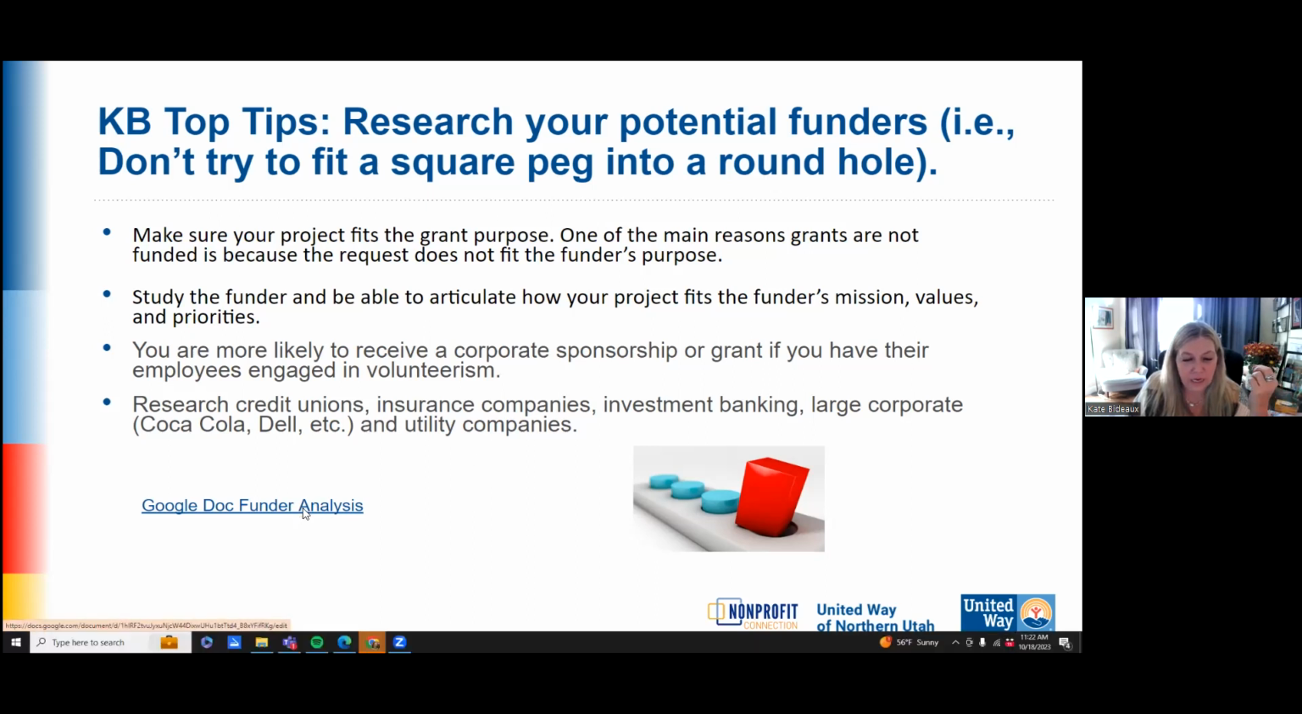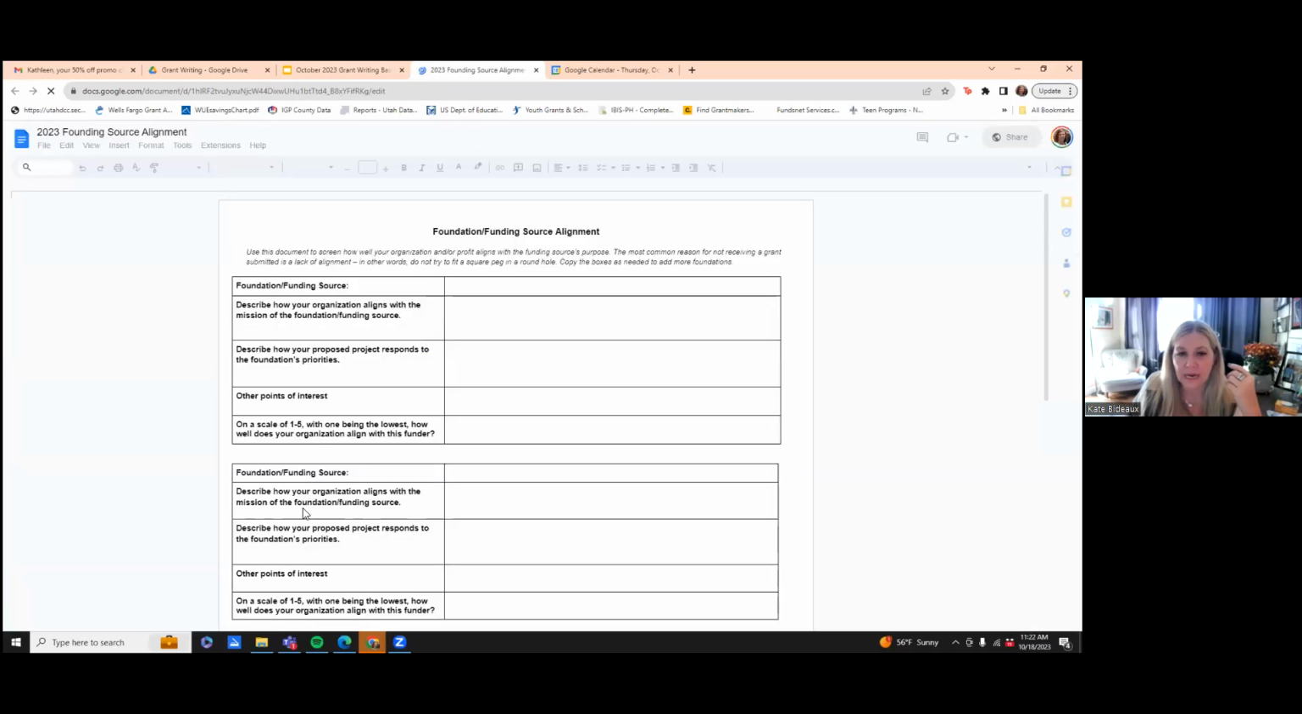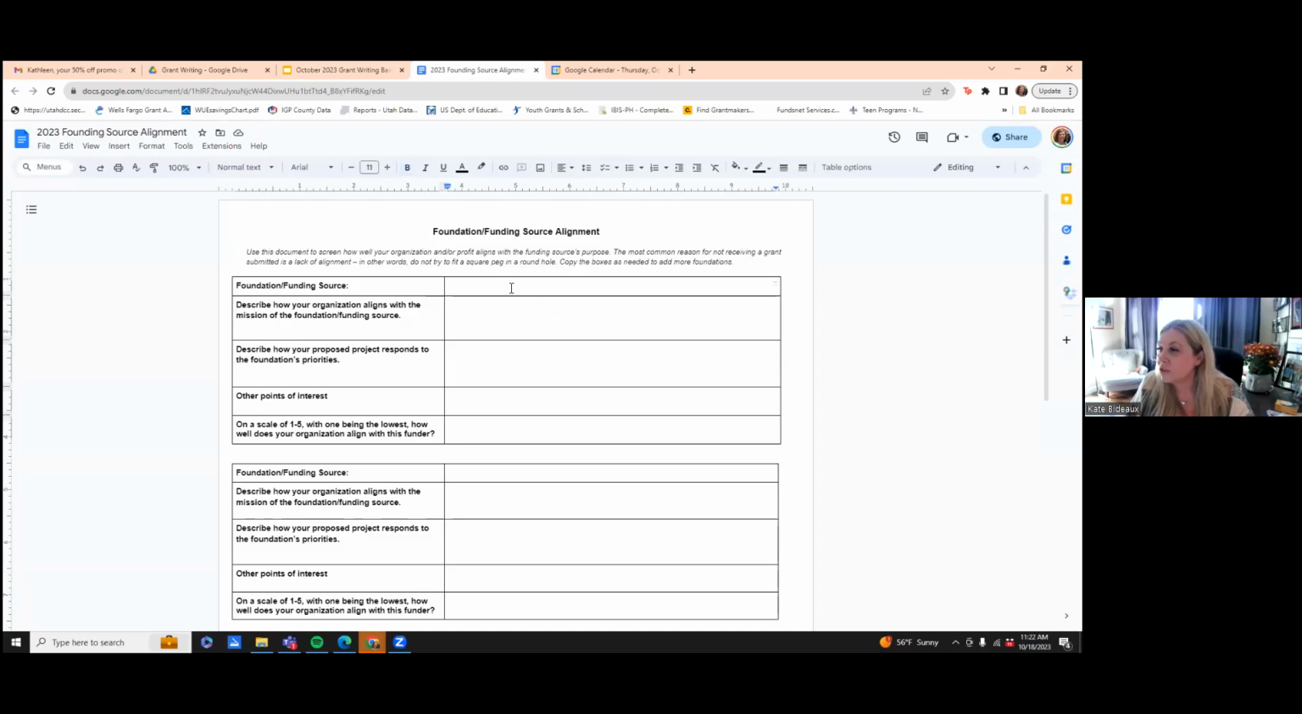So I have this little funding analysis here. And again, if we had more time, this is something that I would fill out with you. I would make you go through and actually analyze some funding sources like the ones I just had up there. So this is what I would recommend: you write down your funder source. So maybe it would be Sorensen Legacy Foundation. It's one of the most common ones in the state of Utah.